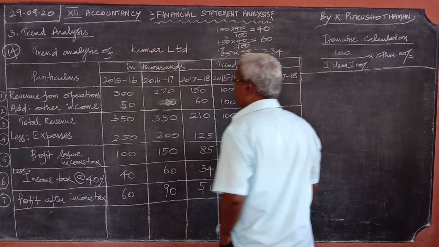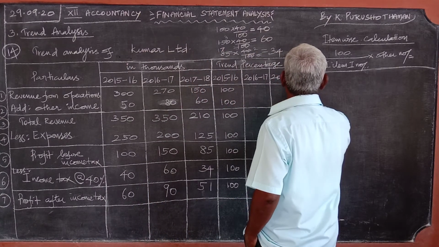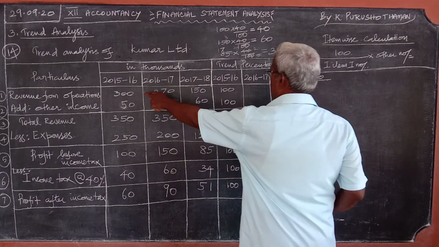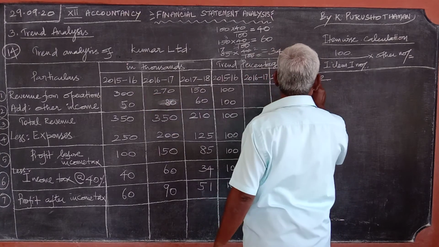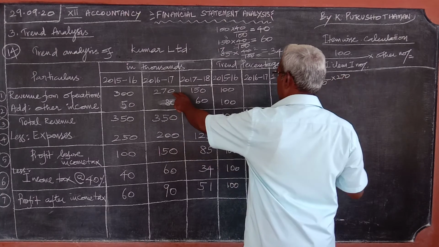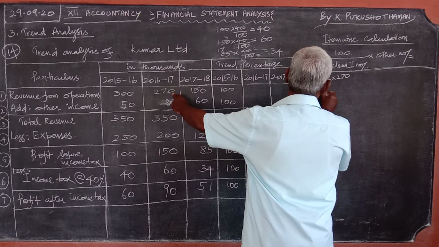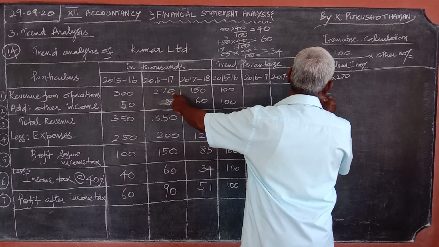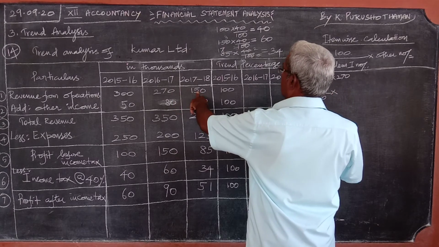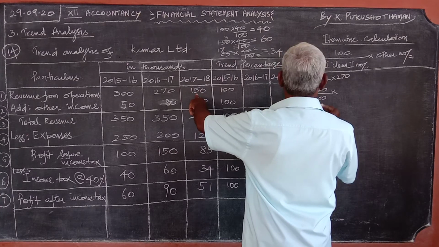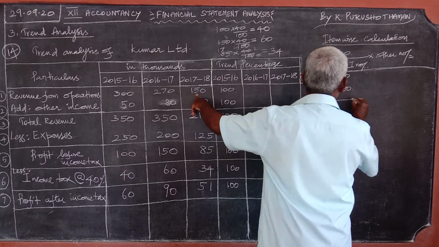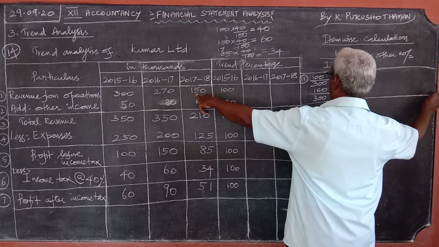So for the first item, 100 by 300 into 270. 100 by 300 into 150. This is 150. The first case is over.